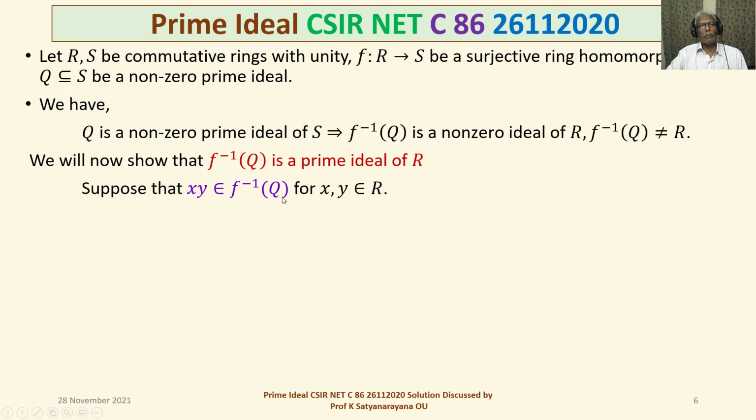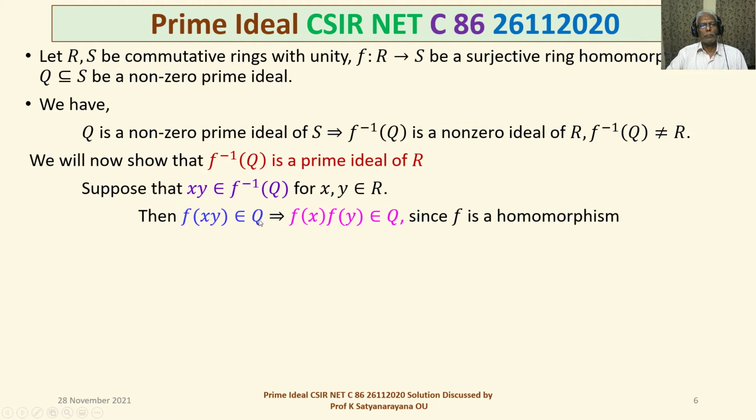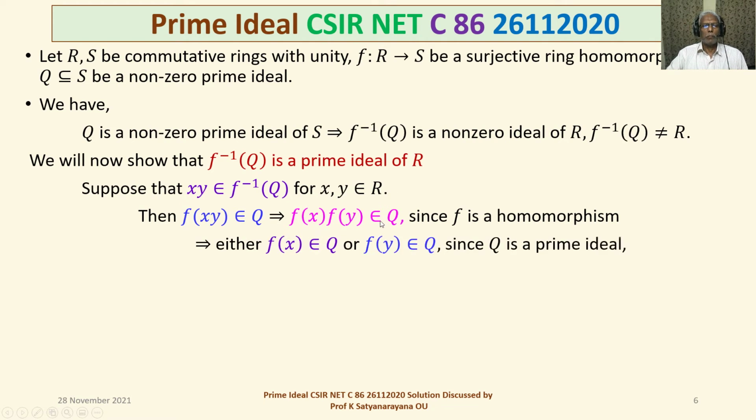xy belongs to F inverse Q implies f of xy belongs to Q. But f is a homomorphism, so f of xy is equal to f of x times f of y, which belongs to Q. But Q is a prime ideal. So this will imply either f of x belongs to Q or f of y belongs to Q, because Q is a prime ideal. This implies either x belongs to F inverse Q or y belongs to F inverse Q.